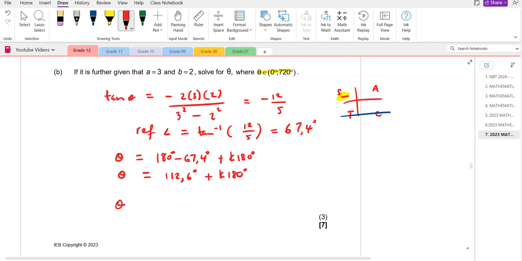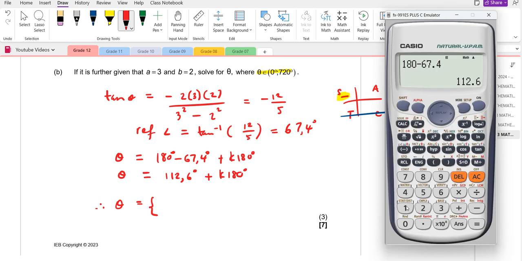So now we can write down the values for theta. Therefore, theta is now equal to two answers. Now remember, if I make k equals 0, 112.6 is not in the fourth quadrant. We want the answers in the fourth quadrant. So add the value of k, which is 1. So 180 plus 112.6, so let's try that. 180 plus 112.6, right, so that's going to give me 292.6.